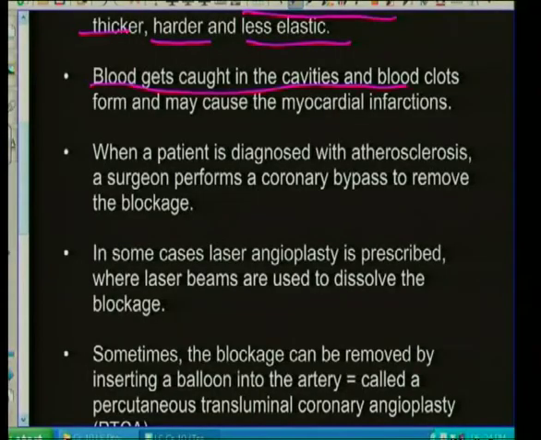Apart from that, obviously blood can get caught in the cavities and blood clots form and may cause myocardial infarctions. That means a heart attack. When a patient is diagnosed with atherosclerosis, a surgeon performs a coronary bypass to remove the blockage.